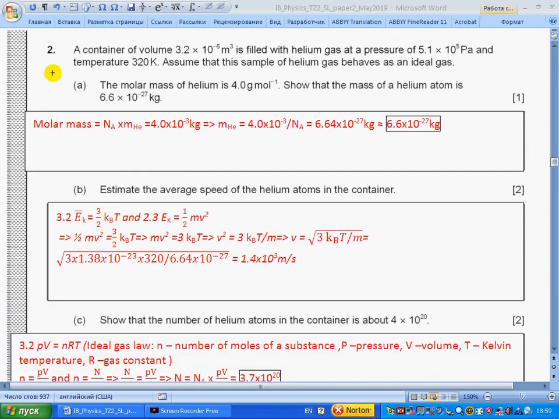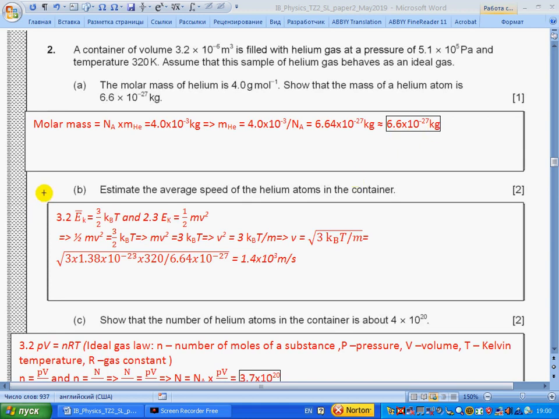Question 2. A container of volume is filled with helium gas of pressure and temperature. Assume that this sample of helium gas behaves as an ideal gas. A. Molar mass of helium is 4 grams per mole. Show that the mass of a helium atom is 6.6. So molar mass equals Avogadro number times mass of a helium atom. Rewriting this formula for the mass of helium, we get approximately 6.6, to two significant figures, times 10 to the minus 27 kilograms.